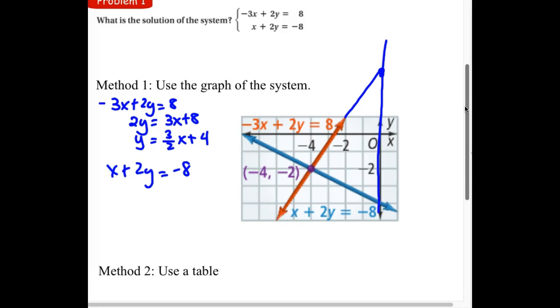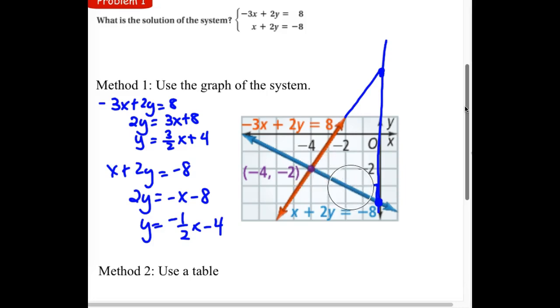Again, we could do a t-chart and find the intercepts, or we could solve for y. This time we have a line with a slope of negative 1/2 and a y-intercept of negative 4. So looking at our picture here, we have a y-intercept of negative 4, a negative 1/2 slope. We could go up 1 and back 2, creates that graph.